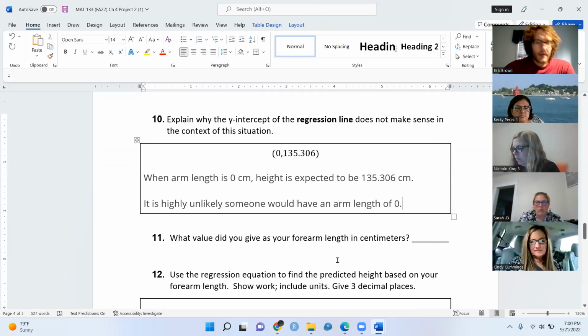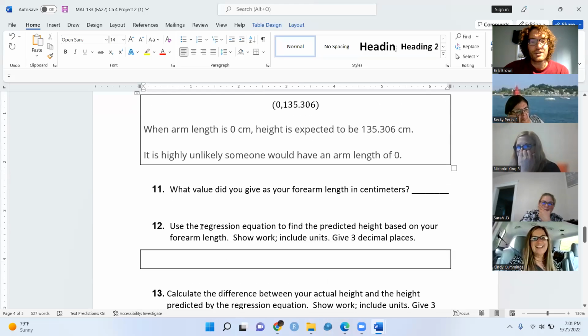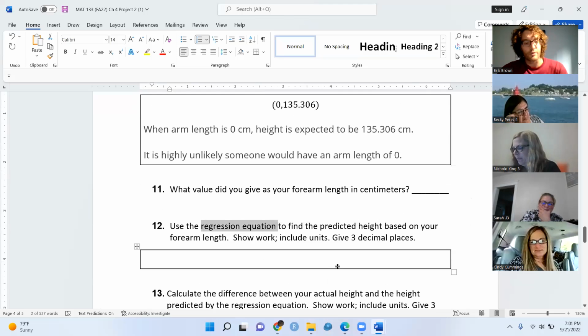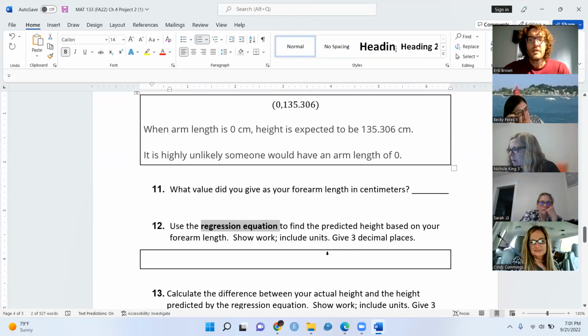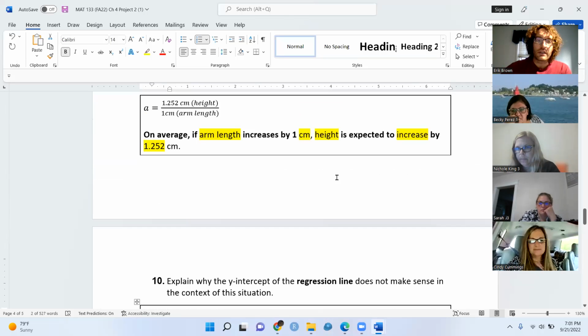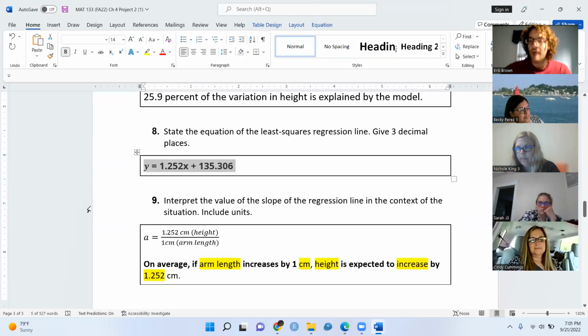Number 11 says, what value did you give as your forearm length in centimeters? You know, just measure your arm. Oh, I don't know, 5 centimeters. Make up a number if you want. It doesn't matter. 5 centimeters is probably going to be too short. And then here it says, use the regression equation. Oh, here's a new word for it. Because up here it was regression line. Now it's regression equation to find the predicted height. Now, anytime we're predicting something, you are using the model, the equation. That's the predictor.